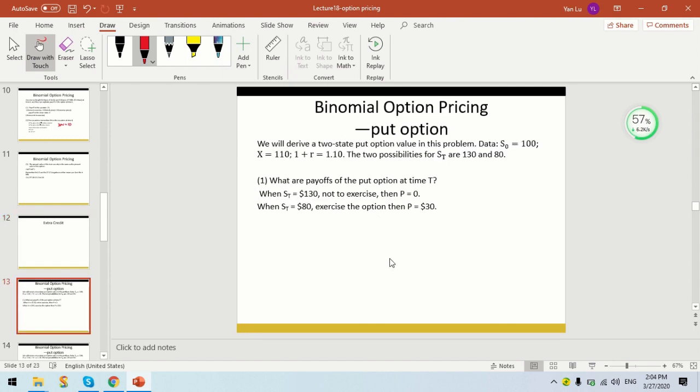We just did the binomial option pricing model for the call option. And now let's look at the put option case.